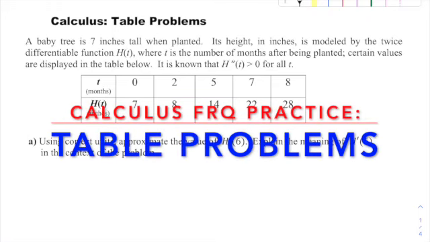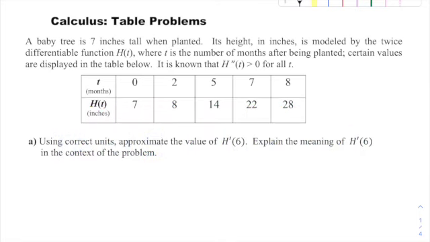Today we're taking a look at another classic free response question for AP Calculus, and that would be problems that have to do with data given to you in a table. It's almost certainly one of the 6 free response questions every year on the AB Calculus AP exam, at least, and usually on the BC as well. So let's just take a look at what we got here.